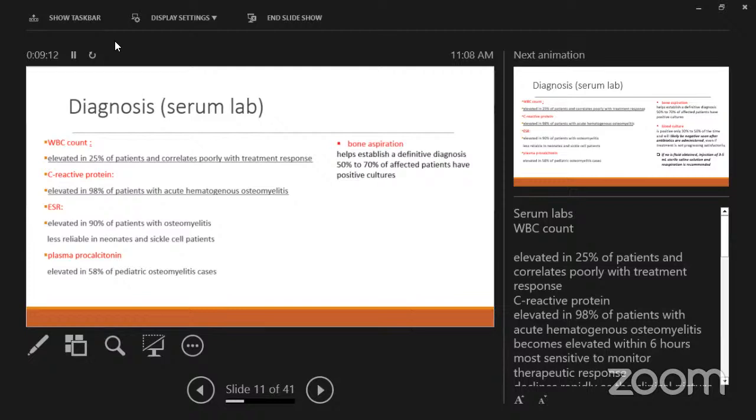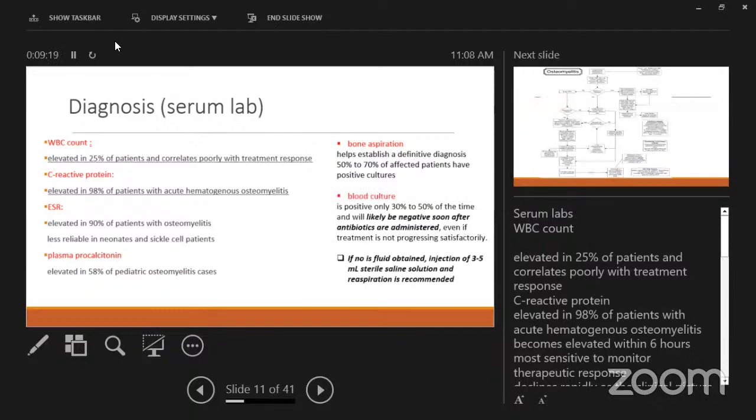Bone aspiration helps establish a definitive diagnosis, with sensitivity about 50 to 70%. Blood culture is positive only in 30 to 50% of the time, likely to be negative soon after antibiotics are administered. This is a common problem we face in the clinic. The patient usually goes to the pediatrician, he starts the antibiotic, and then after that he comes to us.